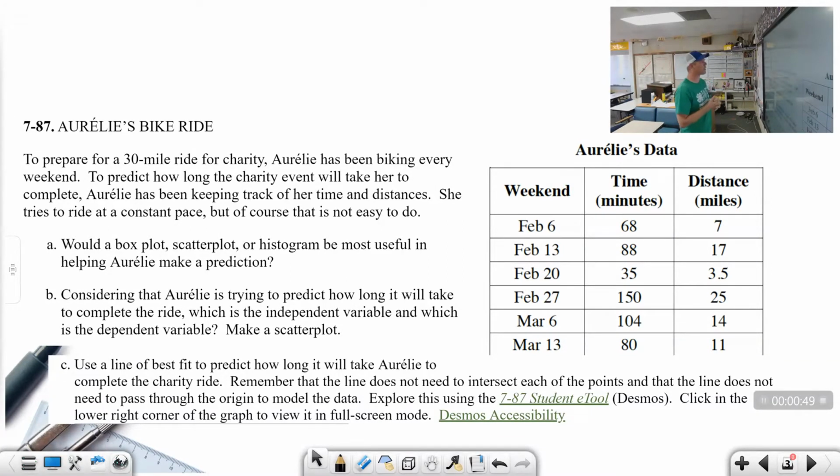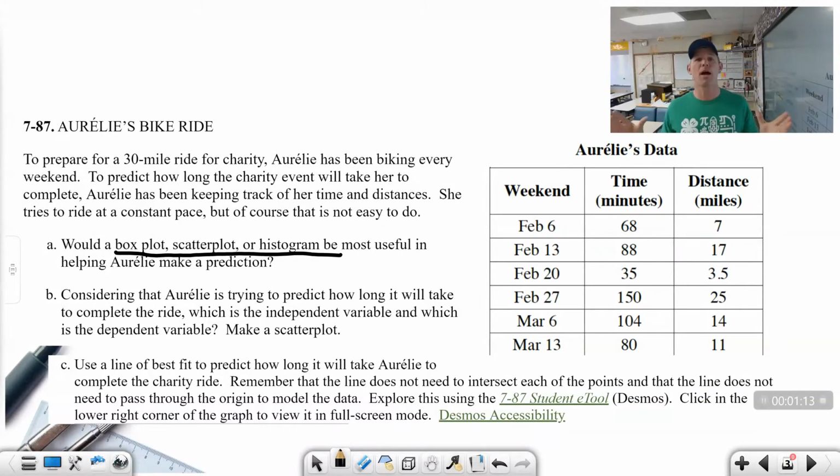To prepare for a 30-mile bike ride for charity, Areli has been biking every weekend. To predict how long the charity event will take her to complete, Areli has been keeping track of her time and distances. She tries to ride at a constant pace, but of course, that is not easy to do. Would a box plot, scatter plot, or histogram be most useful in helping Areli make a prediction?